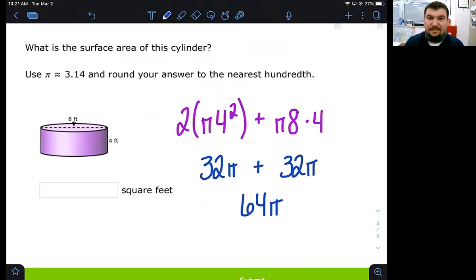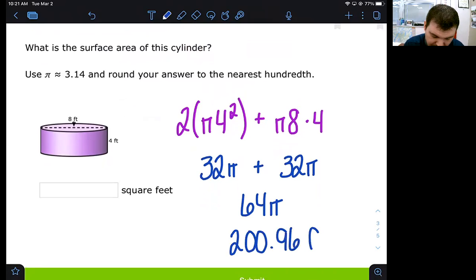Now I'm ready to multiply by 3.14 to get 200.96 square feet. Look how nice and easy this problem is. It has 2 parts, the 2 circles, which gave us 32 pi, the 1 rectangle, which also gave us 32 pi, just a coincidence there. And I have my answer of 64 pi, which is 200.96 feet squared.